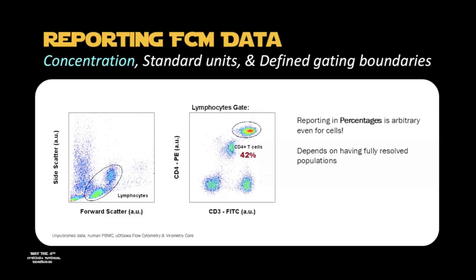Now, this is, of course, much easier to do in PBMCs and cellular populations where individual groups of events are well defined. So it is also dependent on having fully resolved populations. Now, when we're detecting cells on a flow cytometer, we never really question whether or not our cells are fully resolved by side scatter and forward scatter, especially when we're working with lymphocytes. However, we do have this problem when we're working with EVs.